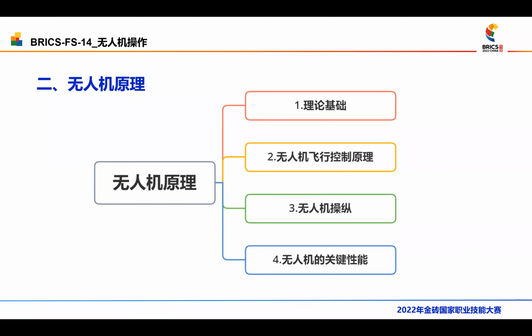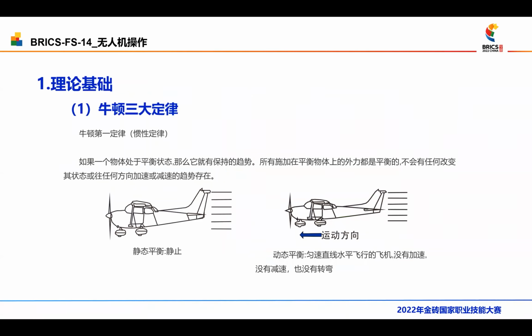Next, we will come to the principle of a drone from four aspects: theoretical basis, UAV flight control principle, UAV operation, and key performance. Firstly is the theoretical basis. I'd like to talk about Newton's three major laws. Newton's first law, the law of inertia: if an object is in equilibrium, then it has a tendency to hold its state.